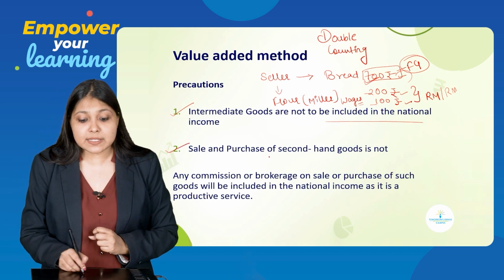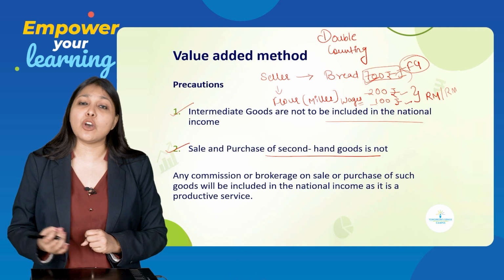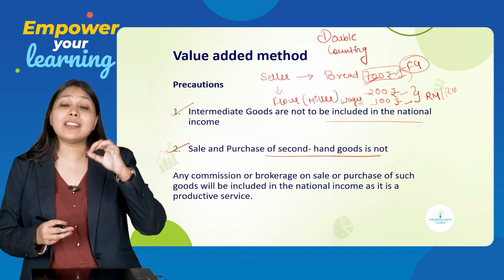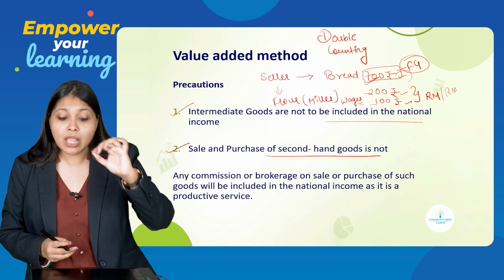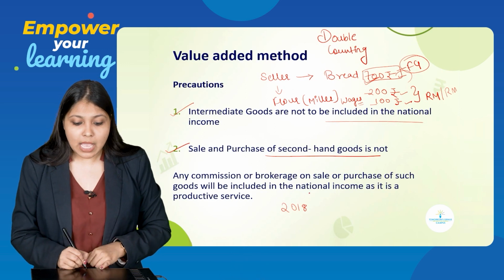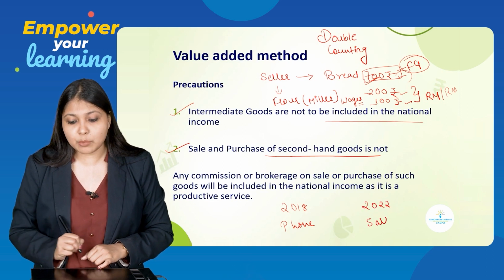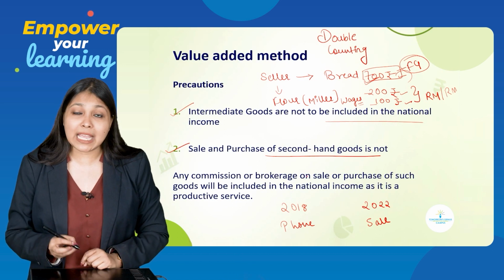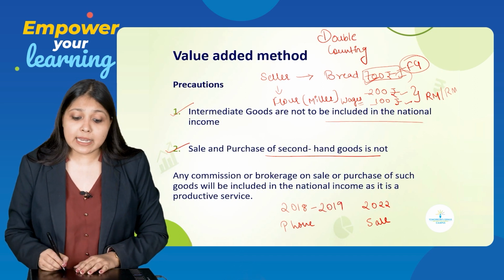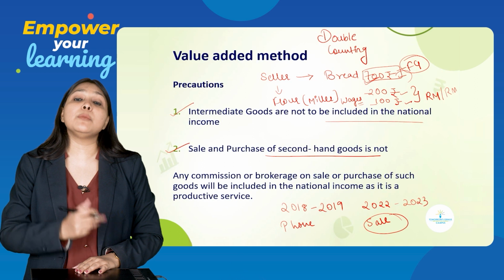Second, sale and purchase of second-hand goods is not included in national income. Any sale or purchase of a second-hand good will not be included in the current year's national income, because that transaction has already been done in some year. For example, in 2018, I purchased a mobile phone. In 2022, I am going to sell that mobile phone. When I purchased that mobile phone, it was included in the national income of 2018 to 19. If I sell it in 2022 to 23, again the sale should not be included, because it will lead to the problem of double counting.